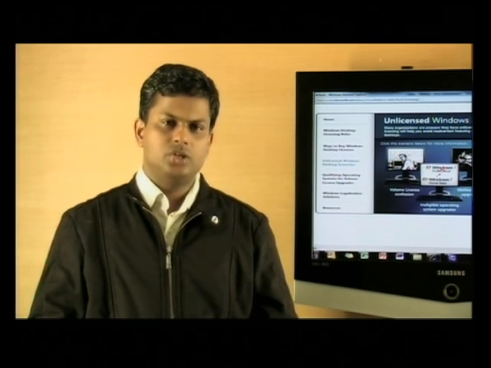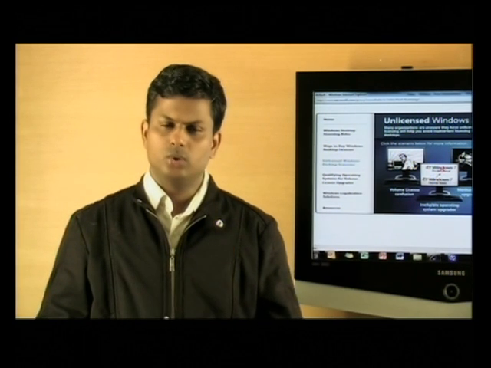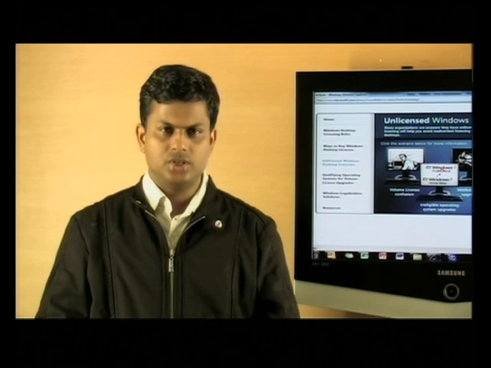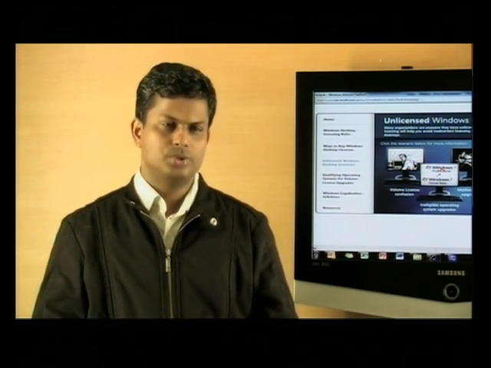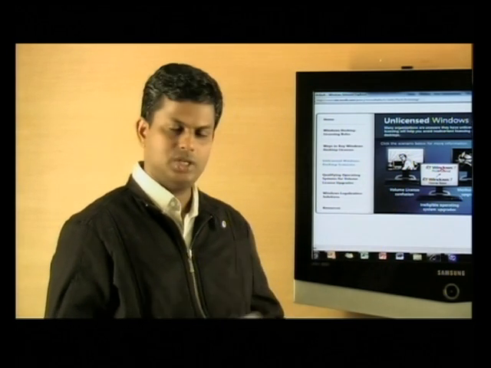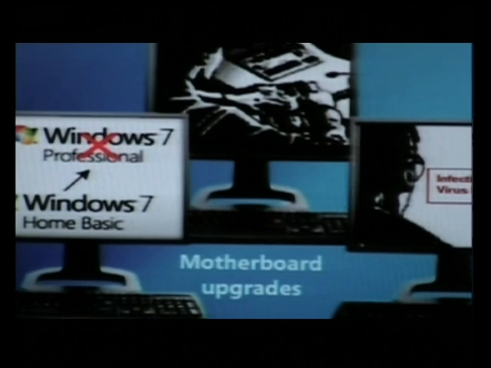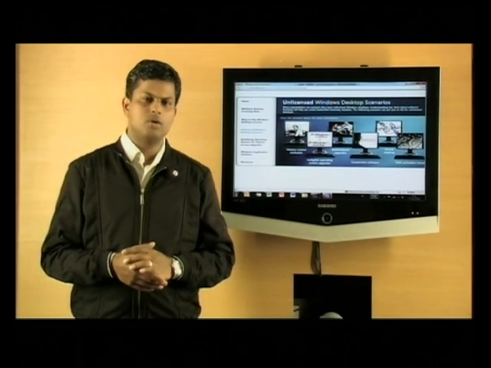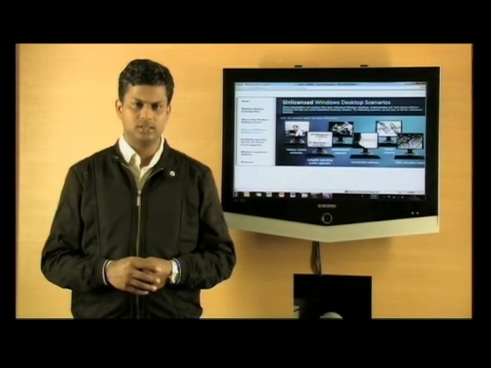For an academic institution, it is absolutely okay to go about buying a Windows Home Basic and then looking to upgrade. For non-academic organizations, you are not allowed to use a Windows Home Edition and then look to upgrade that particular machine. The other is around motherboard upgrades. Every time you upgrade a motherboard on your PC, you are required to also procure a new license.